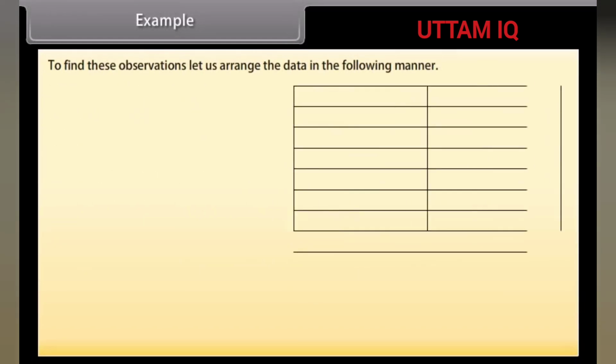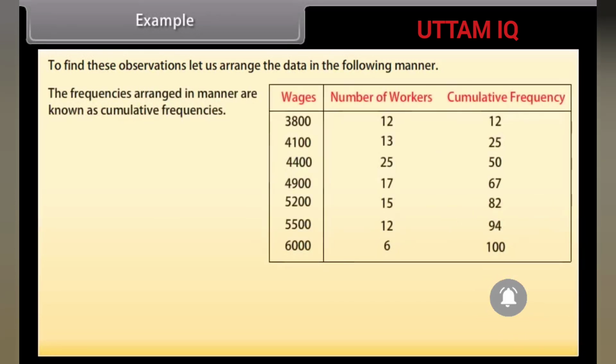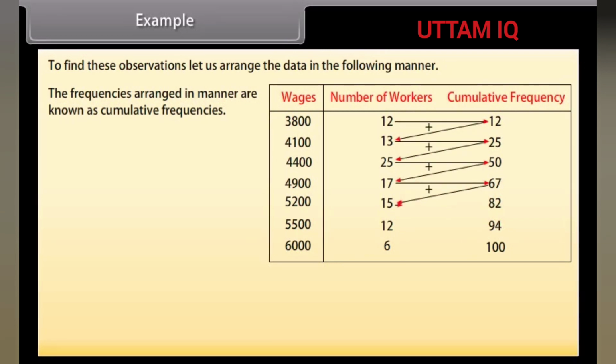To find these observations, let us arrange the data in the following manner. In this, we have written the total number of workers who are taking wages up to 3800, up to 4100, up to 4400, up to 4900, up to 5200, up to 5500, up to 6000. The frequencies arranged in the above manner are known as cumulative frequencies. The table shown tells you how to calculate the cumulative frequency column quickly.